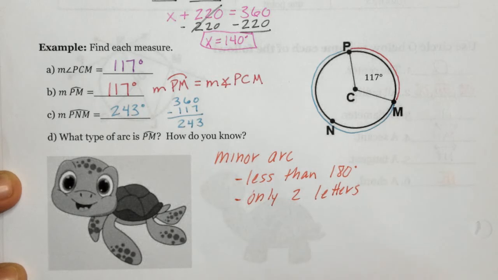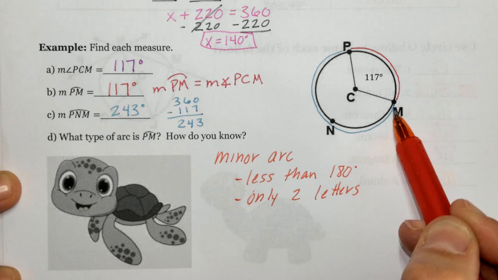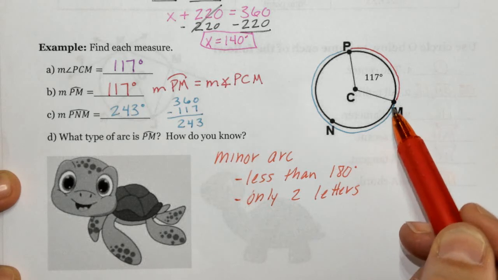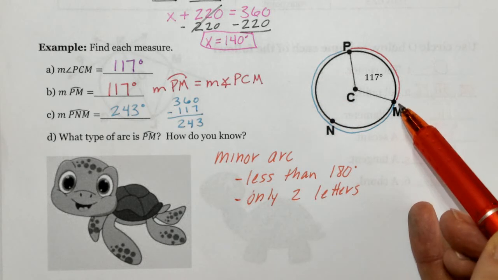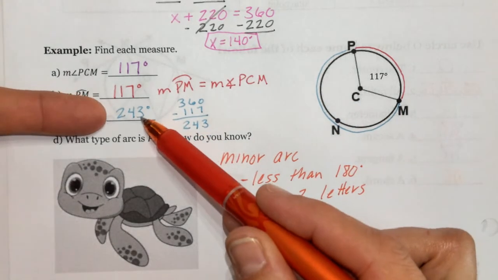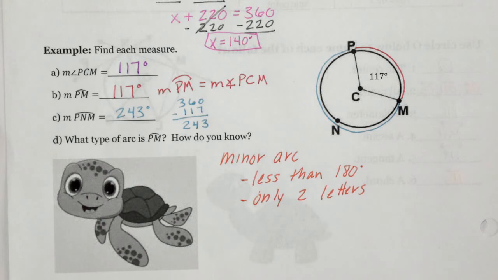Did you have a question? So the one that you highlighted blue, that's the major arc? Absolutely, yes. The one I have in blue here, PNM, is a major arc. 1, because it's over 180. 2, because it was named with 3 letters. Very good.